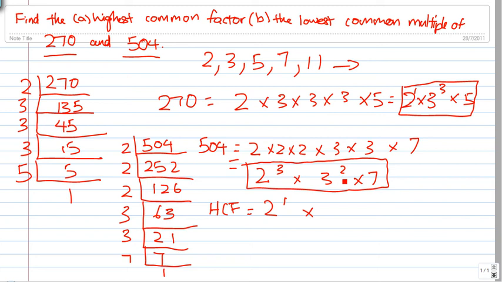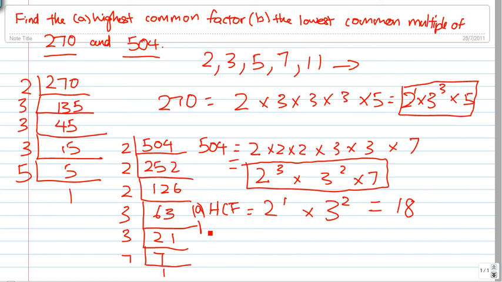Alright, what about 3 squared and 3 cubed? What's the lowest power? It's 3 squared. Now 7 and 5, nothing in common. So 2 times 3 squared is actually 2 times 9, which equals 18. So to find the highest common factor, let me just reiterate. You multiply the lowest power of each set of common prime factors of the given numbers.